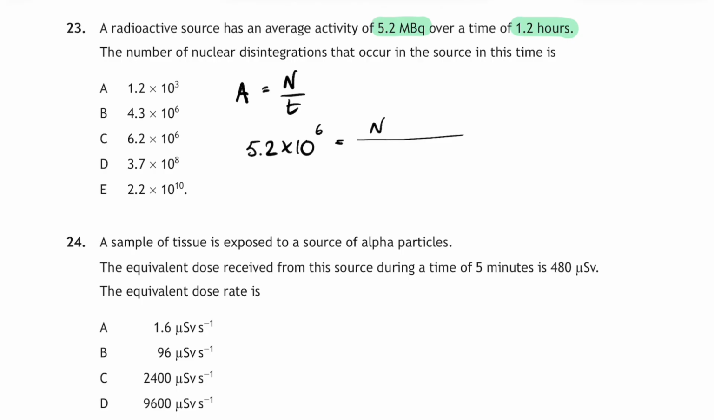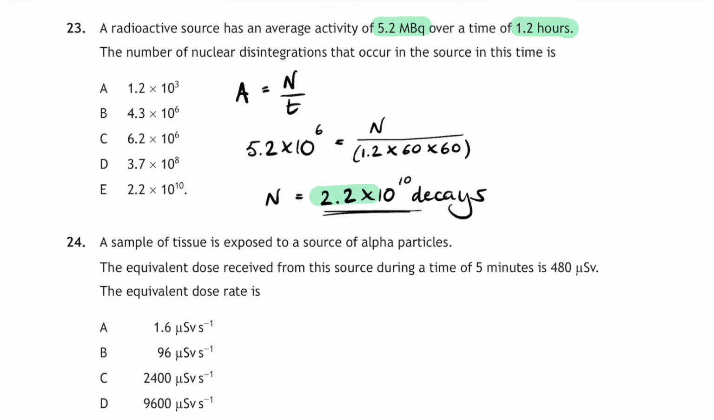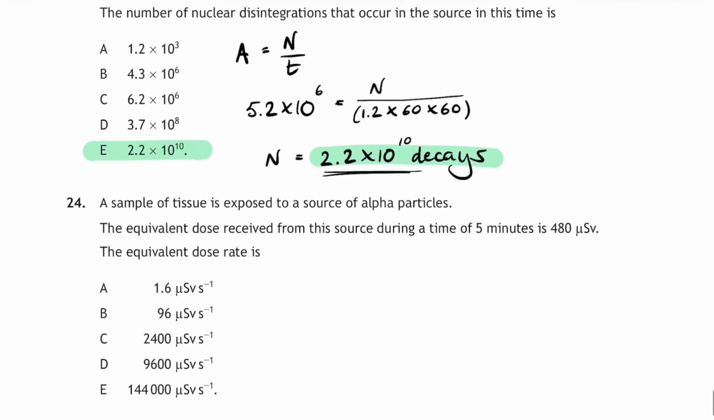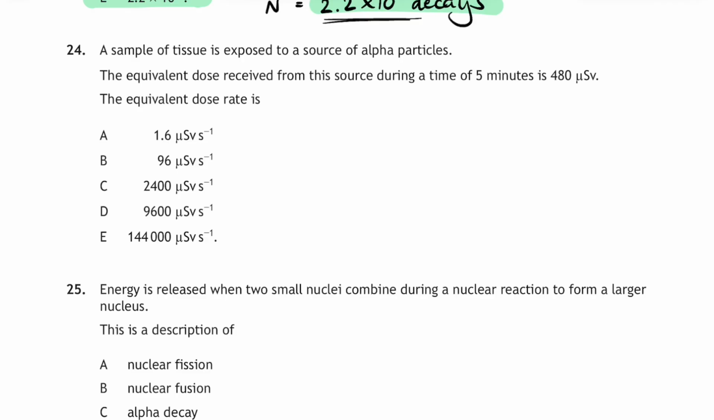Now remember to convert that into seconds. So 1.2 times 60 times 60. And then if you rearrange that and calculate N, you'll get an answer of 2.2 times 10 to the 10. And that's the number of nuclear disintegrations that you'll get in this time. And that corresponds to answer E, 23E.